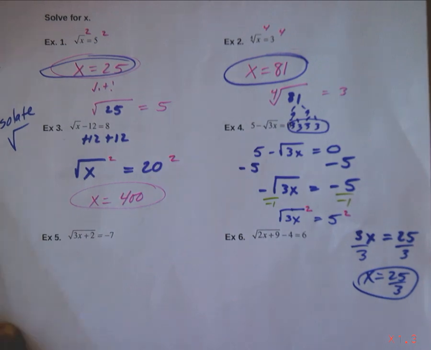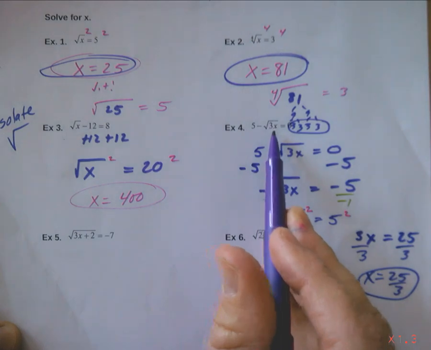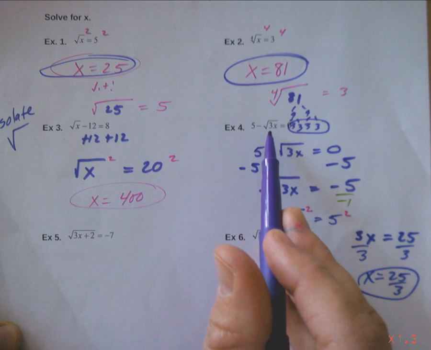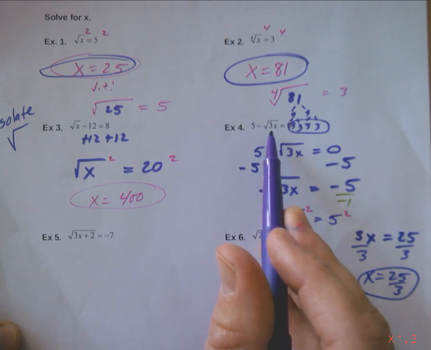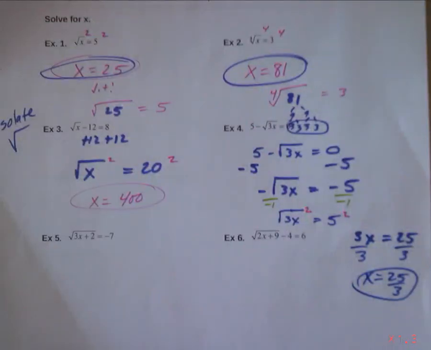Now, at any time I want to check that, I can throw that in there, right? I can check it. 25 over 3 times 3. The 3's would cancel, and I would get the square root of 25 in there. Well, the square root of 25 is 5, and 5 minus 5 is 0. So it works out perfect.